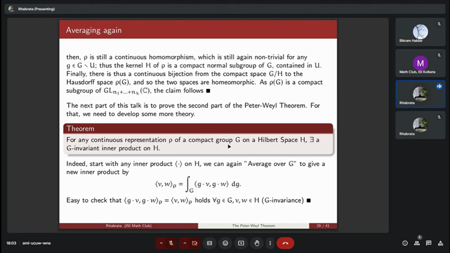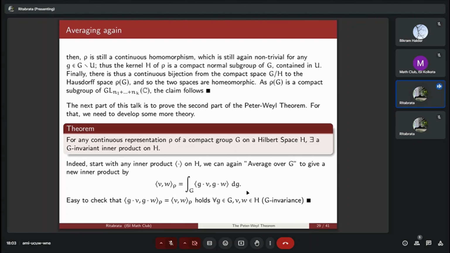Again, for finite groups, we could have given a proof of Maschke's theorem in a similar way by giving a G-invariant inner product. In that case, we take the inner product of V and W under rho to be 1 by the size of the group times the summation of the inner product of G dot V and G dot W. In which case our group was finite and the Haar measure would be a counting measure. And 1 by the size of the group is just a normalizing factor. That's it.